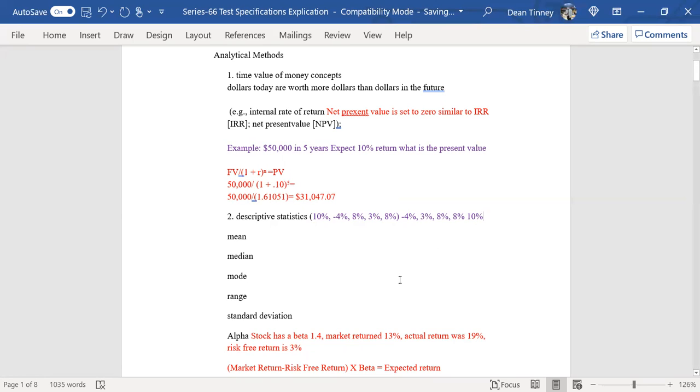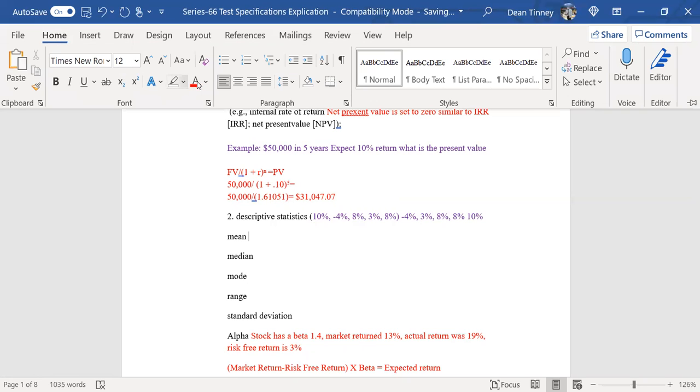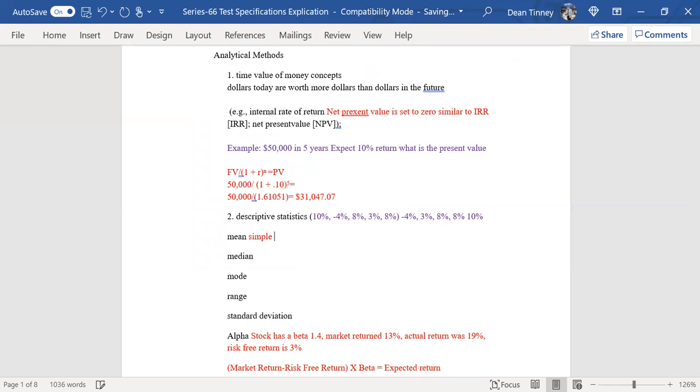Now, the mean is the simple average. Let's put that here in a different color. I would be prepared on your test to do a simple average, whether it's dollar cost averaging or whatever it happens to be. That's what you're going to do. Now, if we add up negative 4, 3, 8, 8, and 10, we're going to end up with 25. So we're just simply going to sum those numbers.